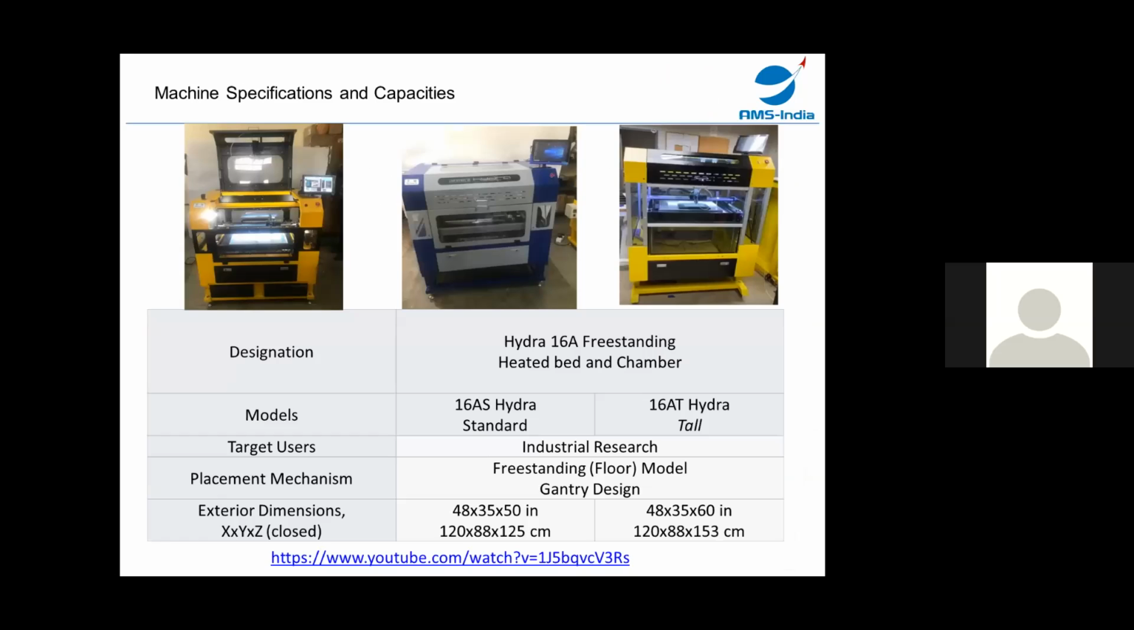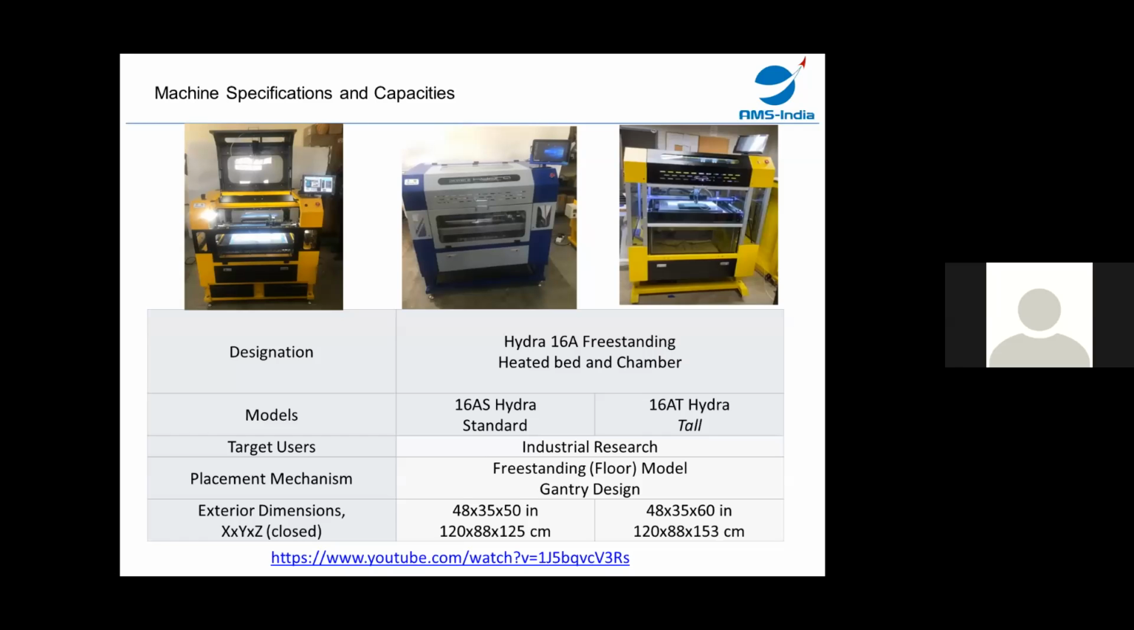Basically, this machine is called Hydra. There are two sizes of the machine that we manufacture: AS and AT. AS stands for standard, and AT is for the taller machine. The bed size is 400 by 600 by 500 millimeters tall in the AT, and 400 by 600 by 250 millimeters in the smaller machine. That is the size of the part that can be printed.